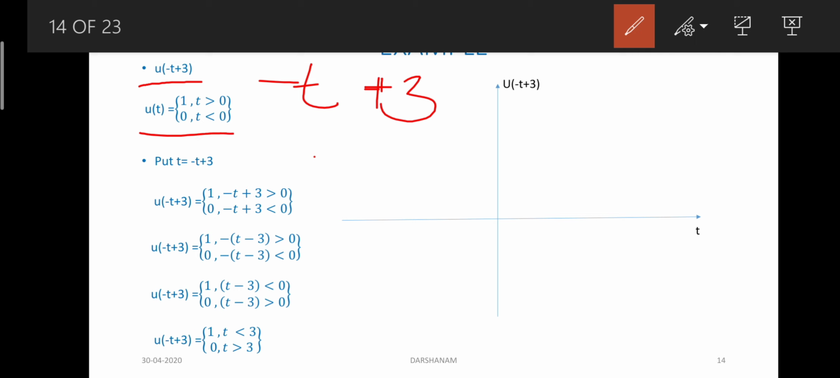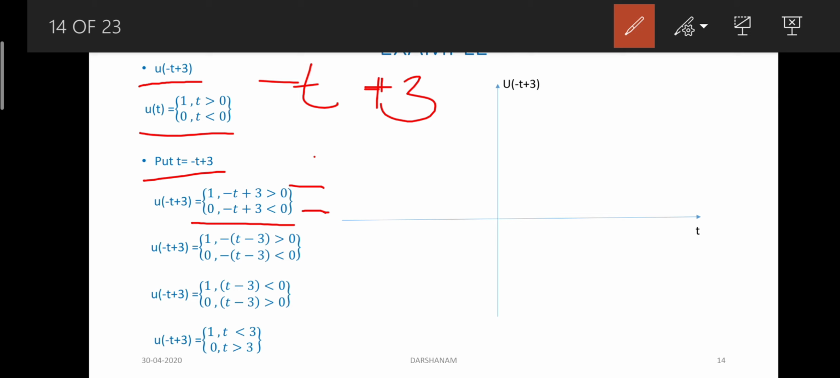equation, that is u of t is equal to 1 for t greater than 0 and 0 for t less than 0. Putting t equal to minus t plus 3, we get the equation as shown in the figure, that is u of t equal to 1 for minus t plus 3 greater than 0, and 0 for minus t plus 3 less than 0.